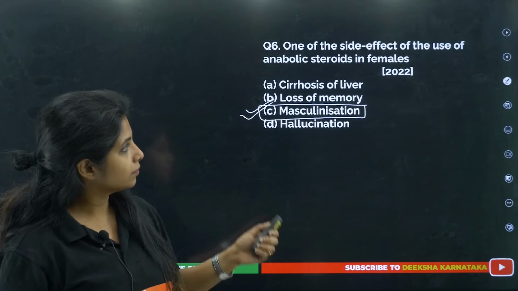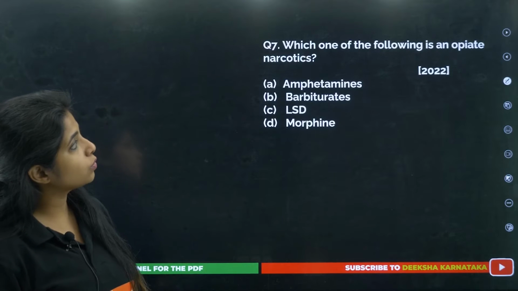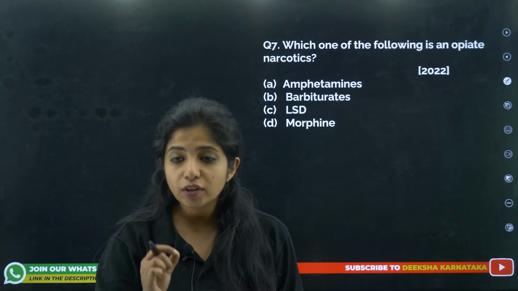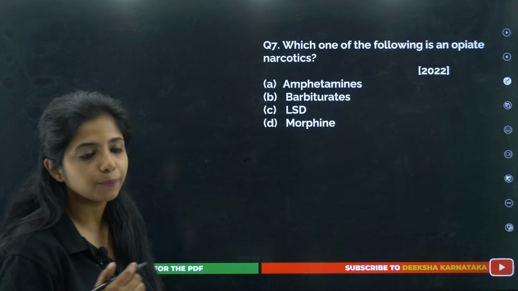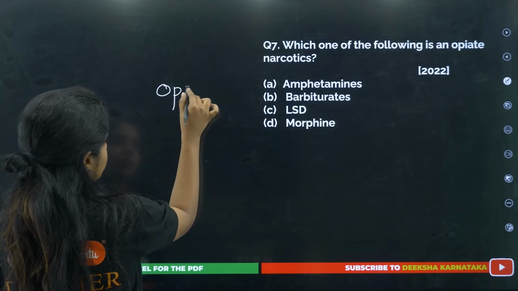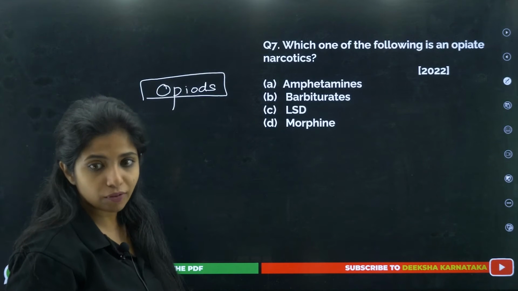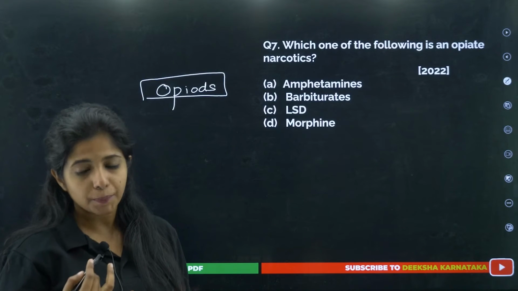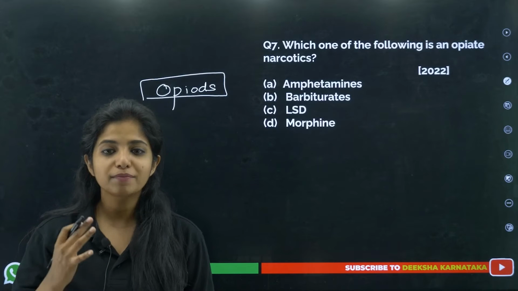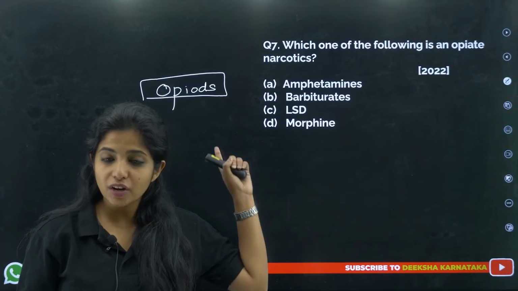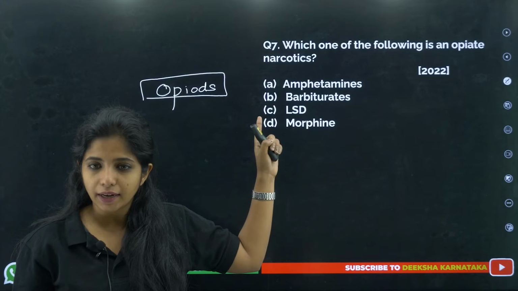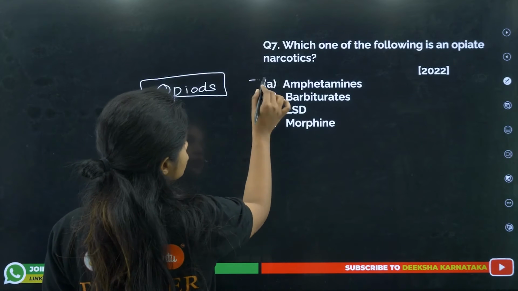Next. Which one of the following is an opiate narcotic? As in, which one of the following is an opioid? Opioid is a type of drugs, right? Opioids, you get it from Papaver somniferum. That's a plant. Papaver somniferum. Opium poppy. Okay. So, basically, which of them comes under opioid category? Amphetamines? No.